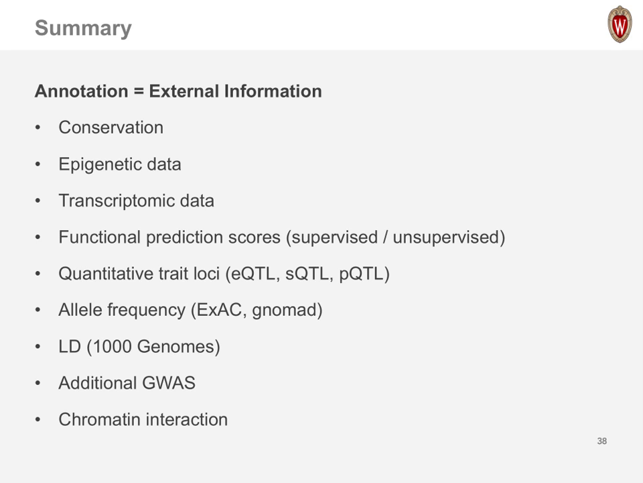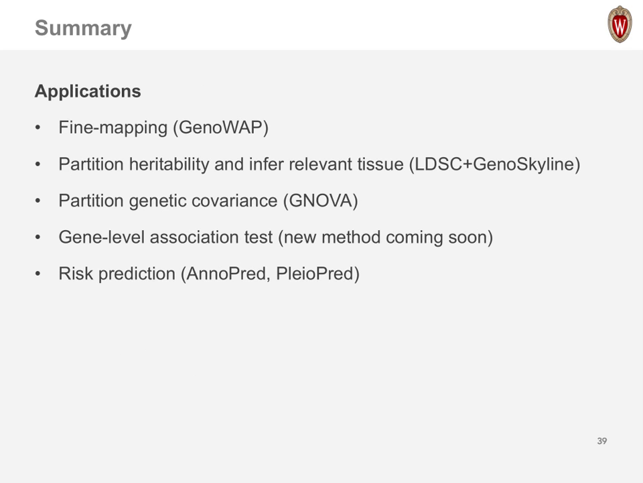And the one that I didn't talk too much about is chromatin interaction. Basically people have technology to identify physical interactions between locations in the genome, and computational tools have also been developed to predict those kinds of things. And I think in the near future, these tools may turn out to be useful. And for application of these annotations, I talked about fine mapping, partitioning heritability, identifying relevant tissue for GWAS, partitioning genetic covariance, gene level association tests, and also a little bit about effect size estimation and risk prediction.